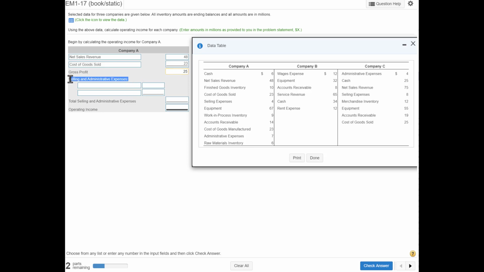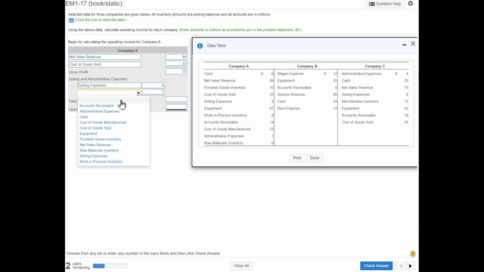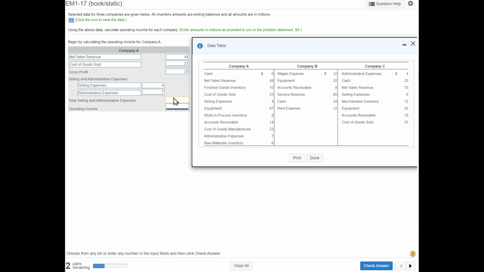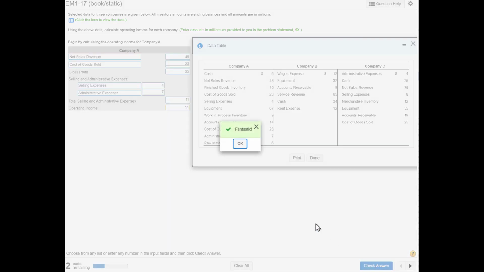Next, we're going to take our selling and administrative expenses and subtract those. So let's find selling expenses. They are 4 million for selling expenses. Administrative expenses are right down here. We've got 7. So that gives us 11. And then we're going to take 25, subtract 11, and that gives us 14 million of operating income. Fantastic.